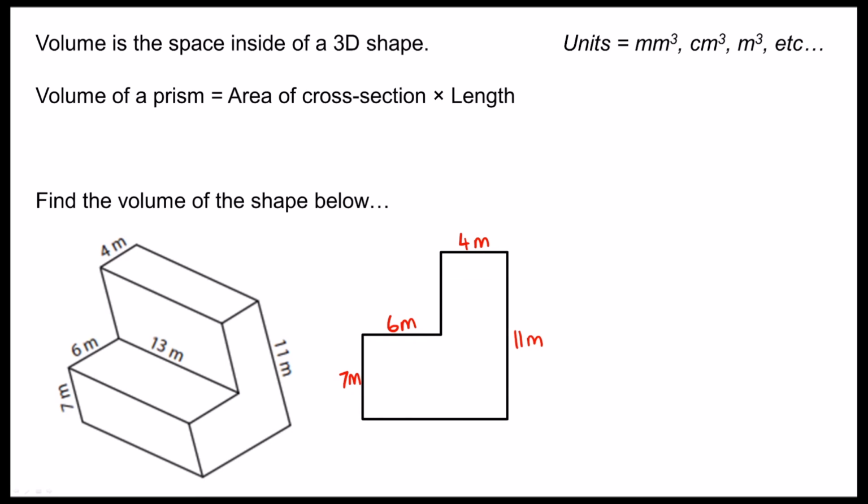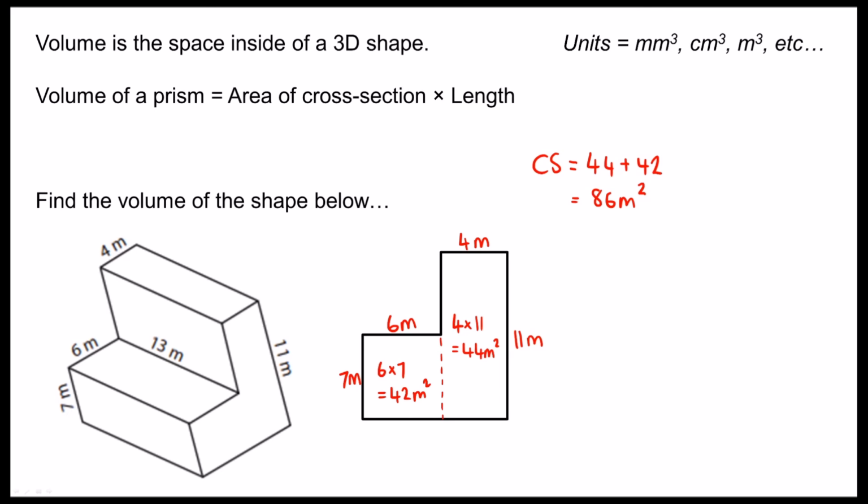Now, to work out the area of this cross section, I'm going to split my shape down this length just here. I know that the right hand area is going to be 4 times 11, that's 44 meters squared. The left hand side is simply going to be 6 times by 7, and that gives me 42 meters squared. That means that my cross section is going to be the sum of these two answers. 44 plus 42, that's 86 meters squared in total.